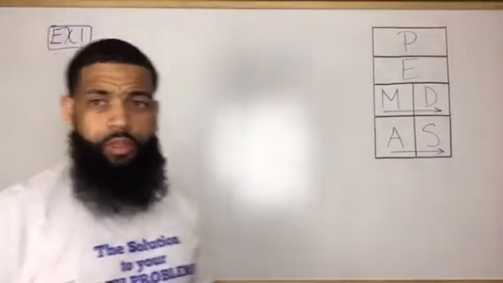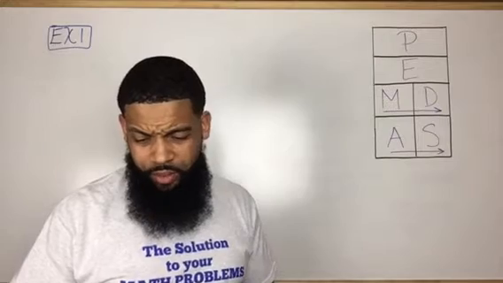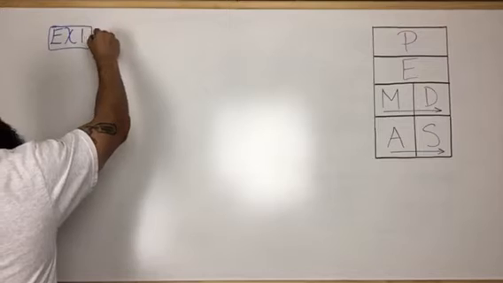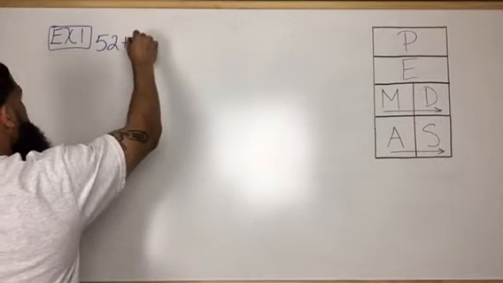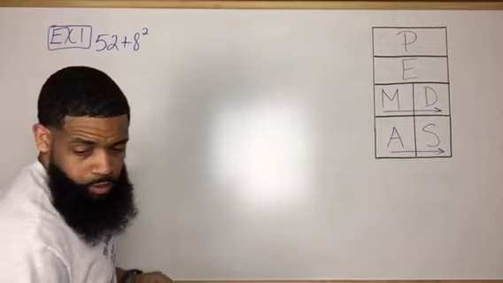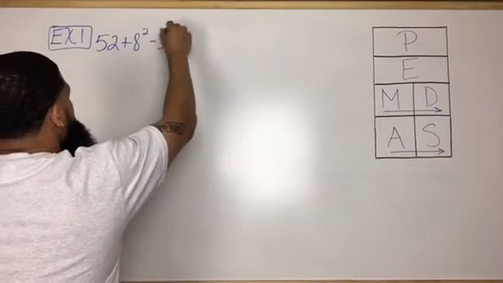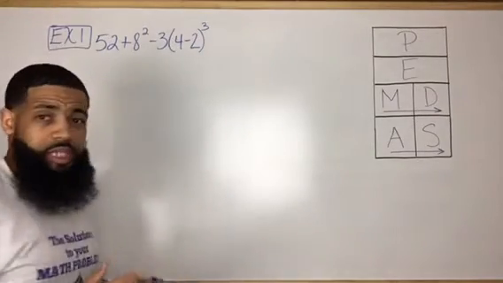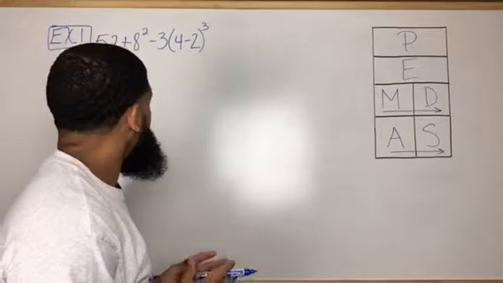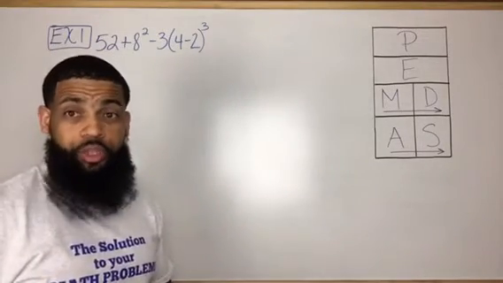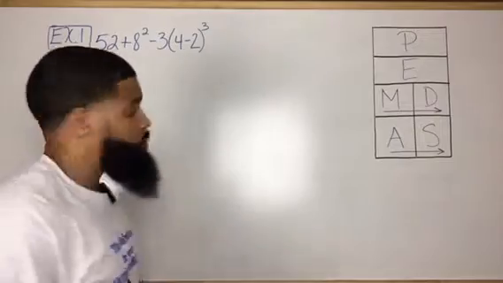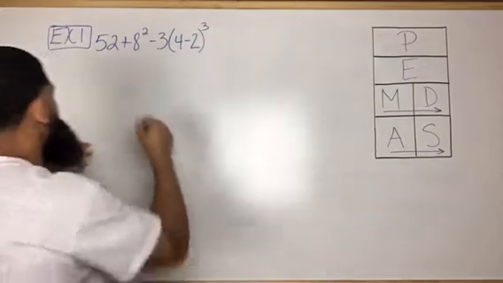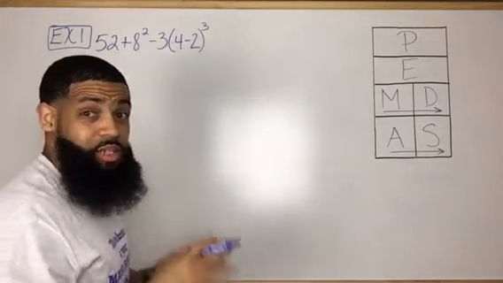All right, example 1. Now let's say I have 52 plus 8 to the second power minus 3 times 4 minus 2 to the third power. So what we want to do in this case is work out what's in the grouping symbols, or the parentheses, first. So I'm going to bring everything else down just the way it is.